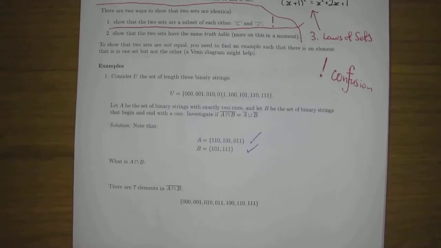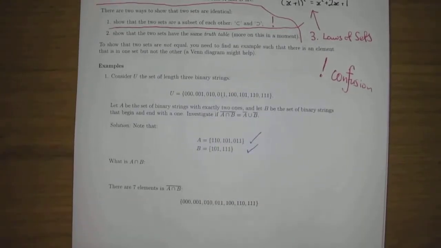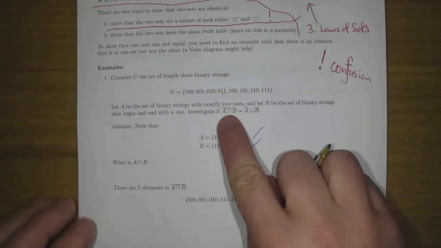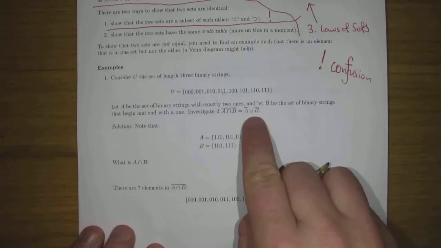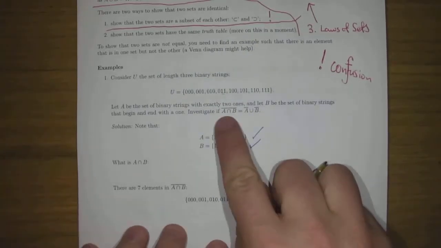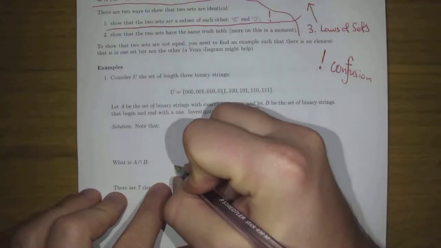We're going to investigate if these two sets are the same. This is just an investigation, it's not a proof or anything. We'll find out what this is and what this is, and then look at them and see if they are the same thing. So we should build this up. First of all, find A and B.